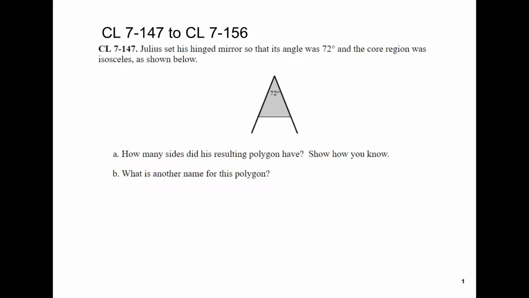Hello, this is Mrs. Edwards, and we are going to do the closure questions for Chapter 7 in the CCG book. So we're going to take a look at 7-147 all the way through 7-156.